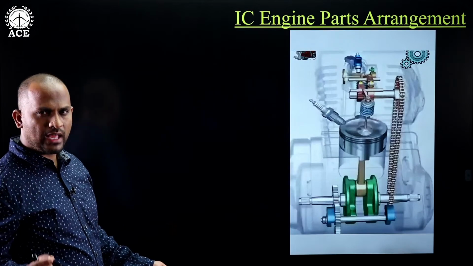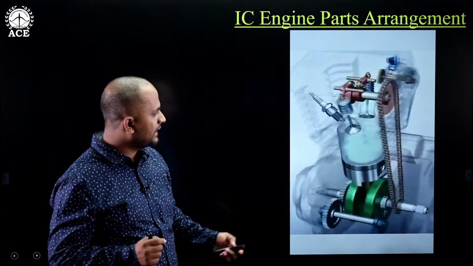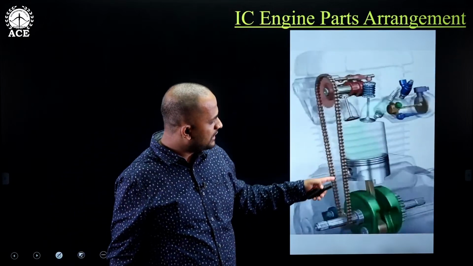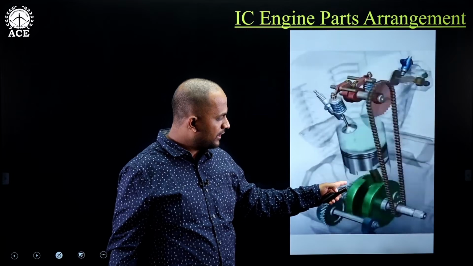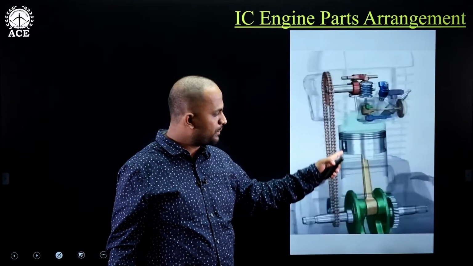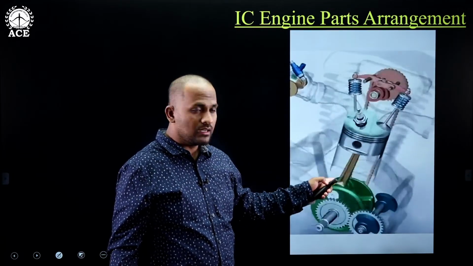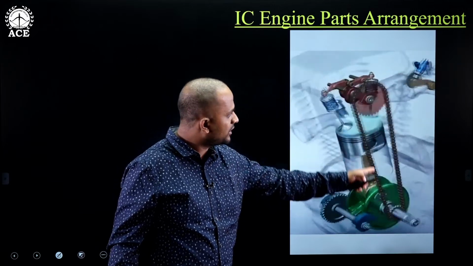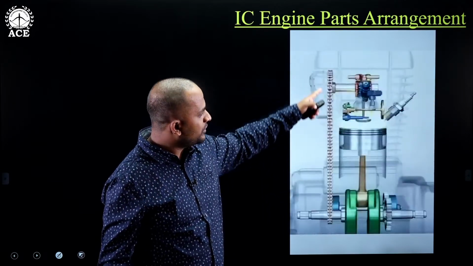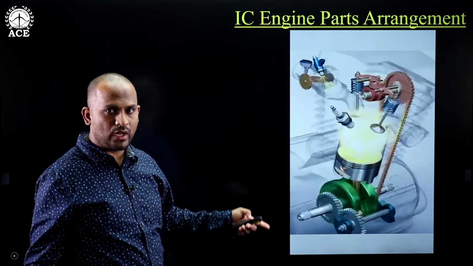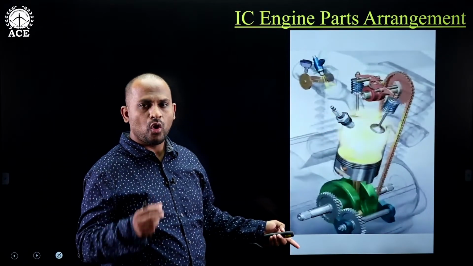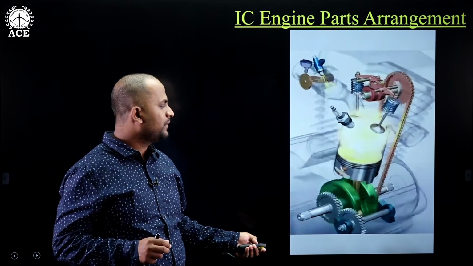Now let's see a small animation video so that we can get a clear idea here. Here we can see that the piston is reciprocating, and its connecting rod is arranged with the crankshaft. The reciprocating motion of the piston is converted into rotary motion of the crankshaft, and the crankshaft is connected with the camshaft with the help of a chain drive, and the camshaft is operating the inlet and exhaust valve. In this way all the parts of the engine are arranged.